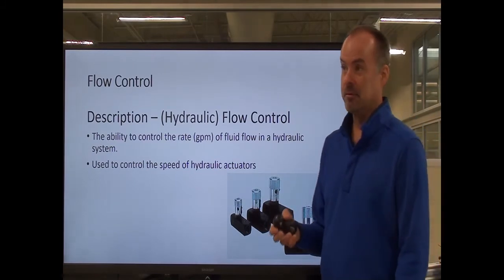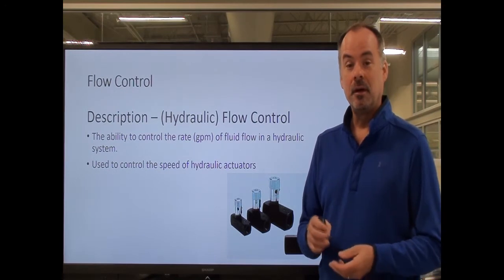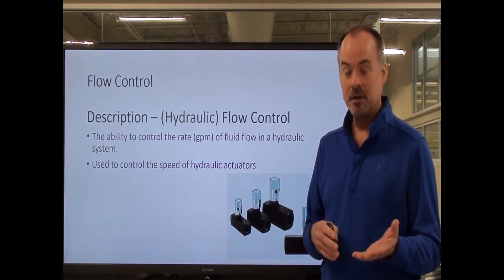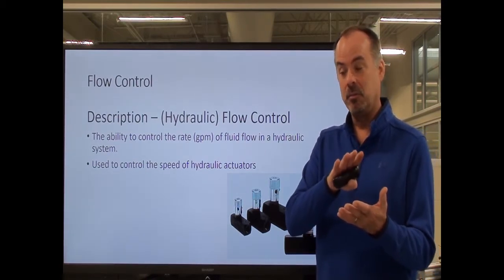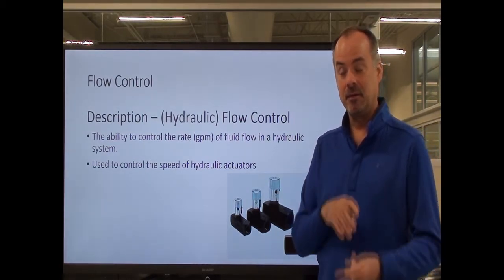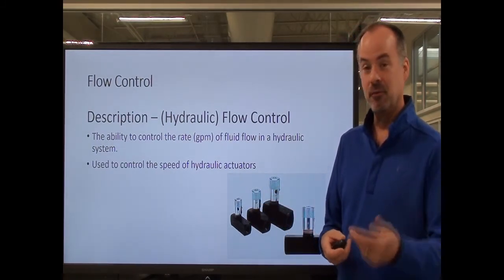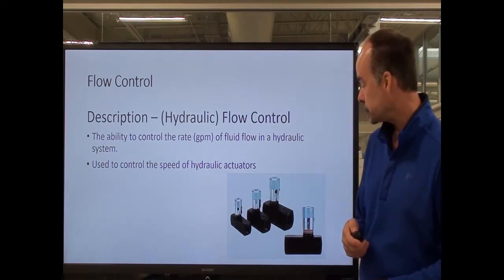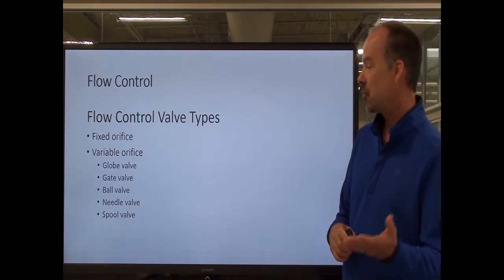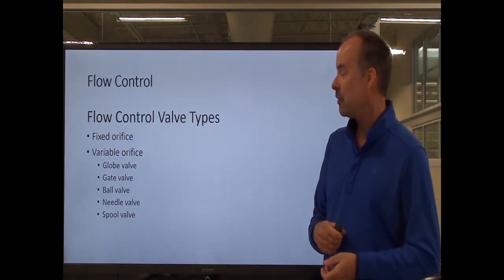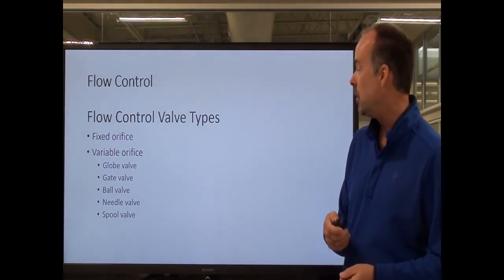So going back to your mower, your hydrostatic drive lawnmower, you're actually using a form of speed control or flow control with your foot pedal by varying how much you open the valve for the drive. You can control how fast you go, so you don't want to go full speed all the time. Flow control valve types, we have fixed orifice and variable orifice valves, and we're going to go through the different ones and show you what the difference is between them all.